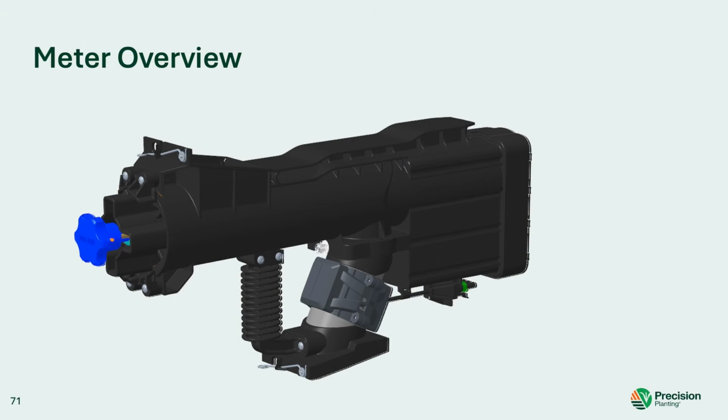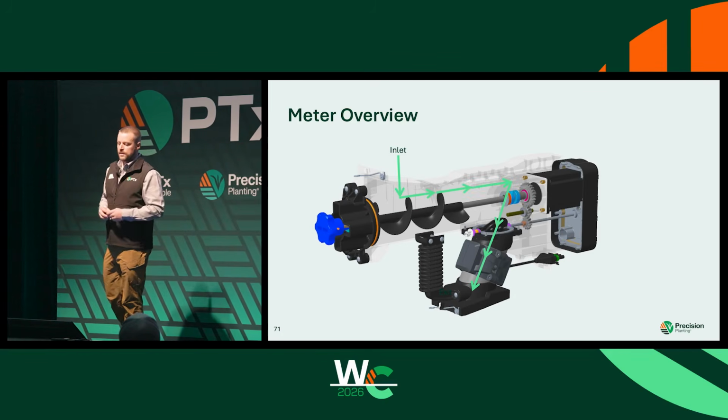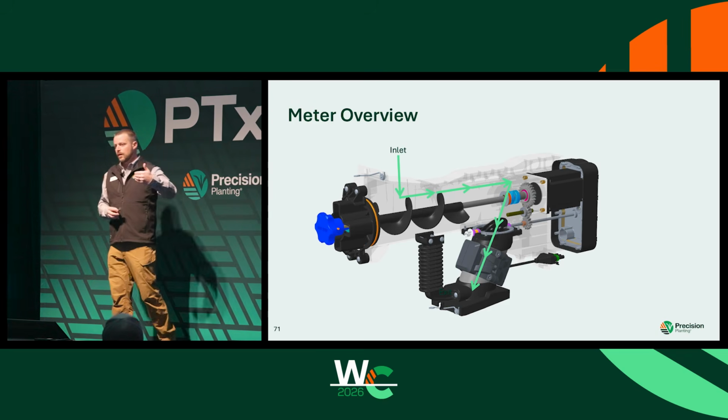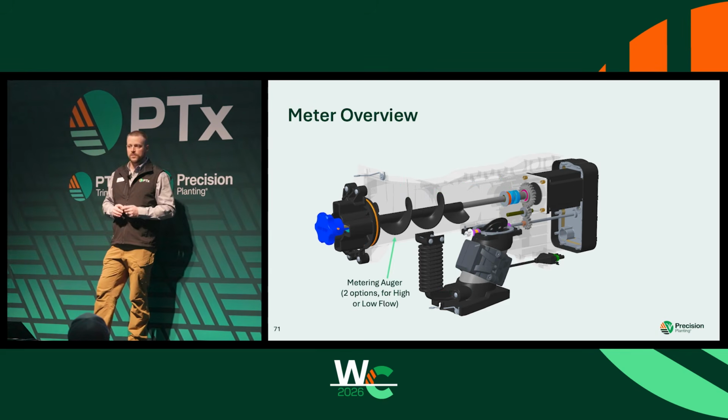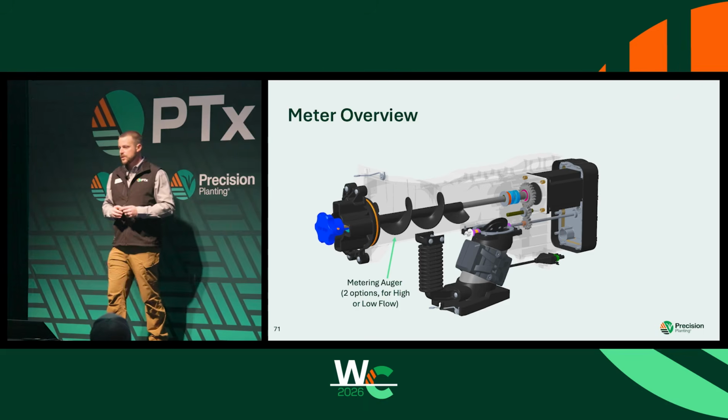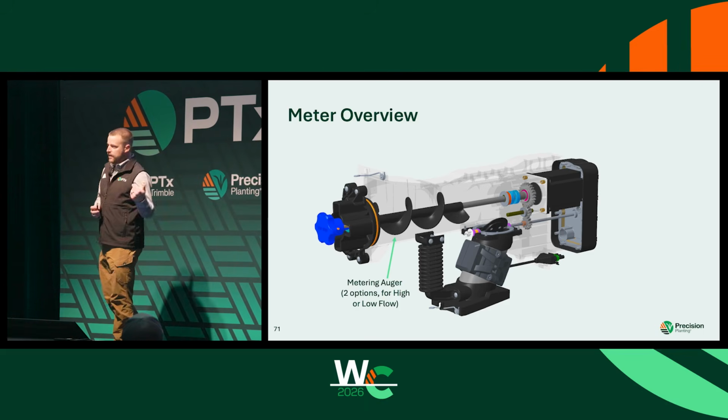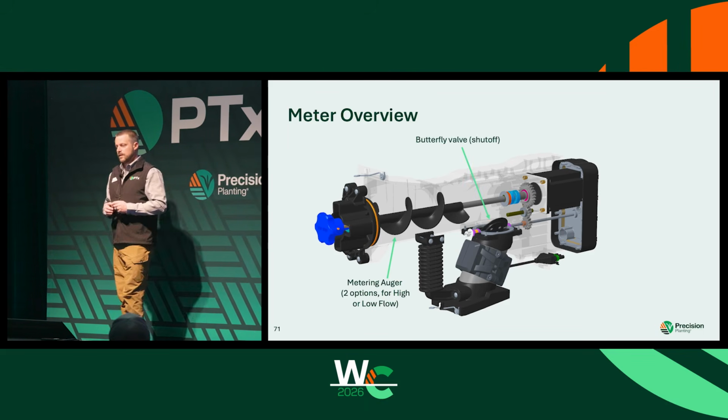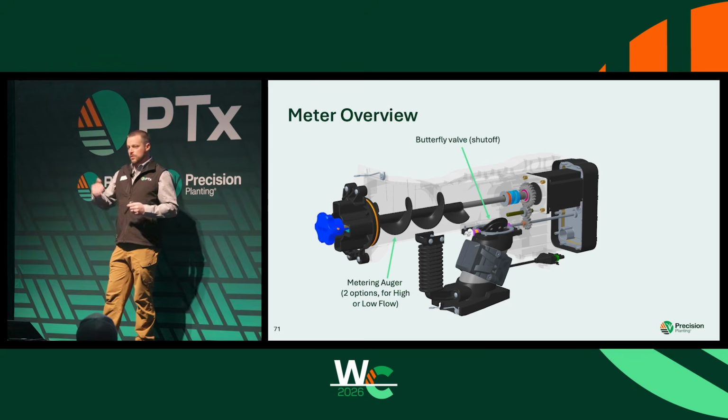So again, as that crop flows through, as I'm coming from the tank down and through, I'm going to come into the inlet of that meter. Underneath the inlet of the meter is going to be our auger. We'll have, intending to have 2 different rate augers, a higher flow option and a low flow option for rate. Behind that auger then is going to be a butterfly valve. That butterfly valve is going to be there to really control and make sure that we don't have any spillage when we don't want to.